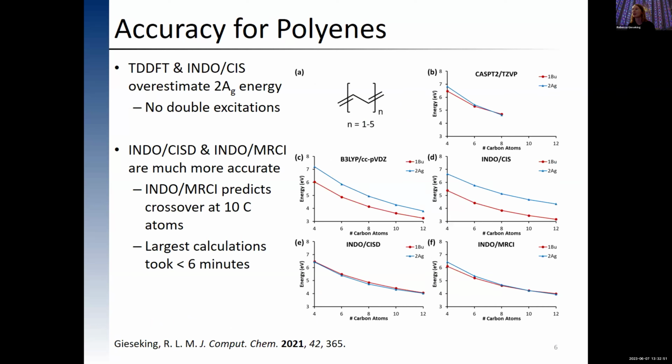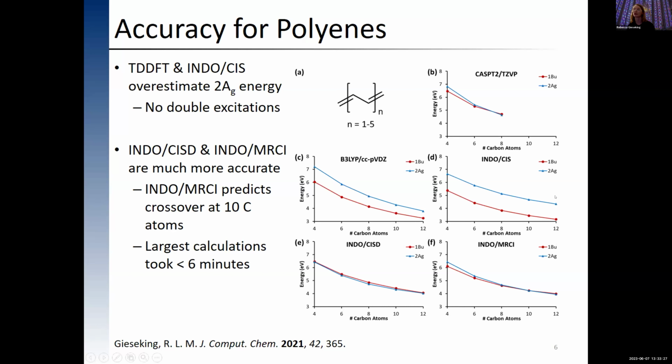So here I have at the top the high-level reference data, this CASPT2 reference data, and you can see at 8 atoms, you get this crossover between your 1Bu and your 2Ag states. And if you do TDDFT with B3LYP, this 2Ag state is significantly overestimated in energy because you're not capturing that double excitation character. That double excitation character is somewhere in that 20 to 30% range, and so leaving it out has a very large effect.